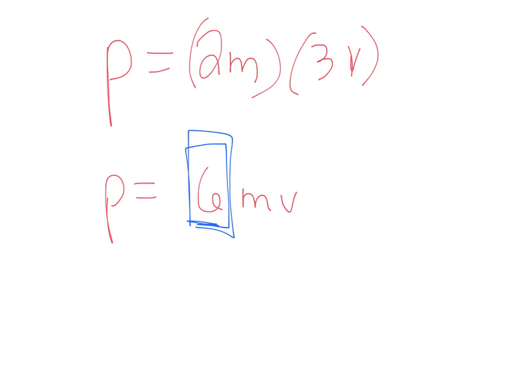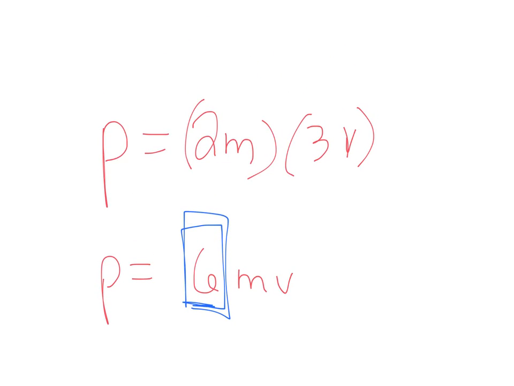If you see a change in a variable, replace that variable. Normally the formula looks like this, right? This is the normal formula. Well, I replaced m with double m and I replaced v with triple v, and I get 6mv. How does this change from here to here? Well, there's a factor of 6. That's an increase by a factor of 6.